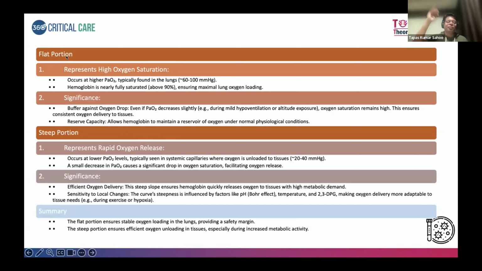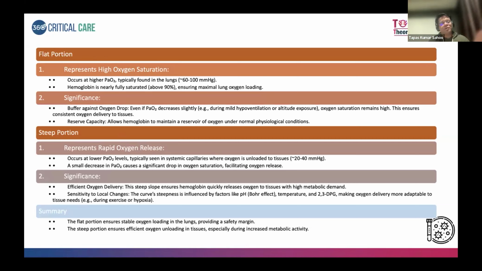Now come to the steep portion, where your PaO2 is around 50 or less. That represents rapid oxygen release, and that occurs at a lower PaO2 level, maybe around 50 or 60, typically seen in systemic capillaries, where oxygen is unloaded to the tissues, where the capillary oxygen level is around 20 to 40 millimeter mercury. You can take it as venous blood. Arterial blood would have a saturation of more than 90%.